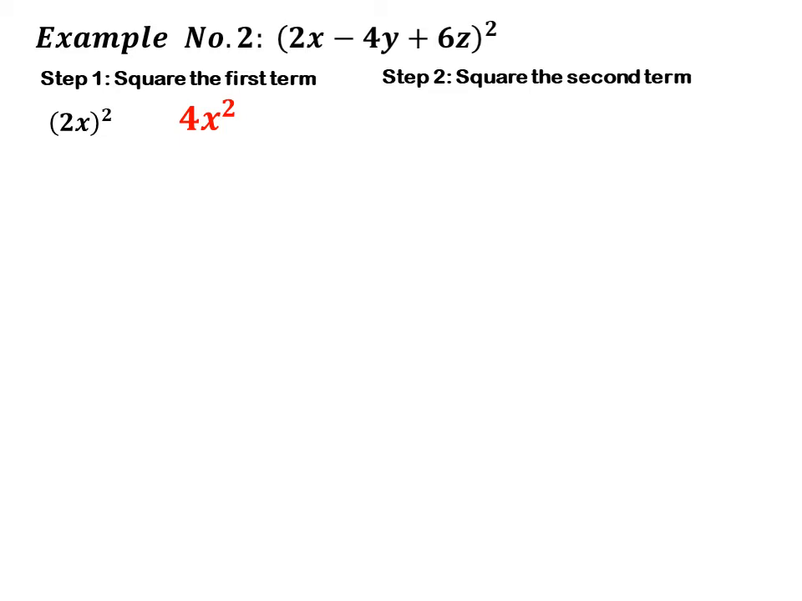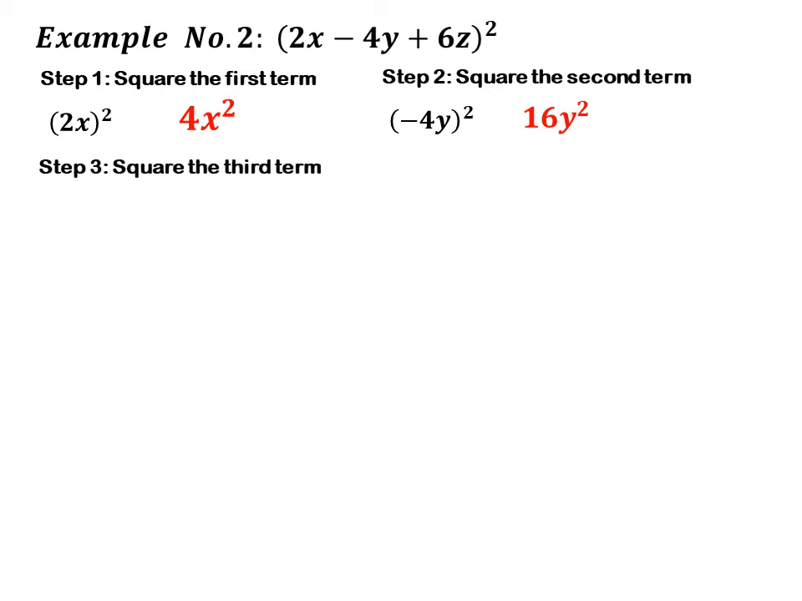For step number 2, we need to square the second term. The second term of our trinomial is negative 4y. What is then the square of negative 4y? The square of negative 4y is equal to 16y squared. Now we already have the second term of our final answer. We have it as 16y squared.